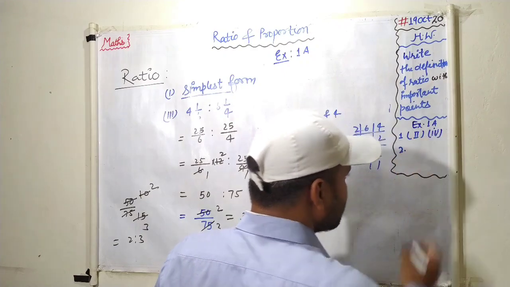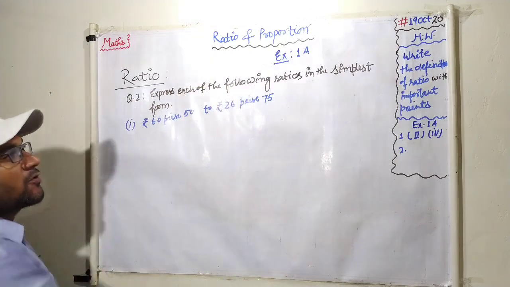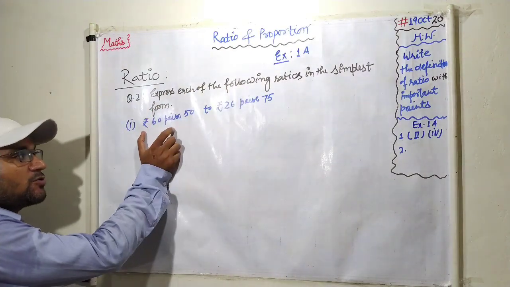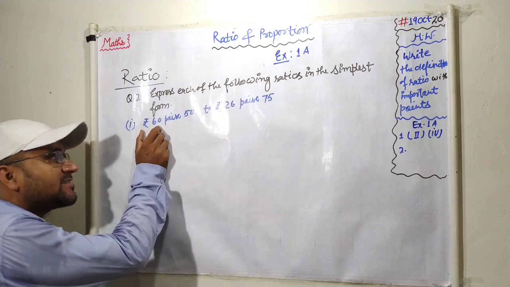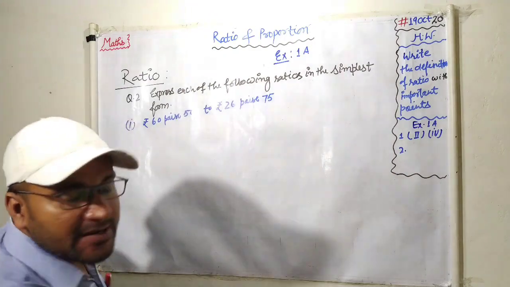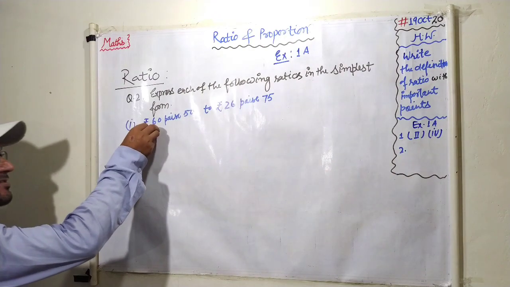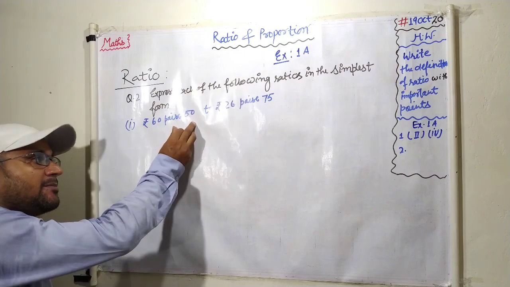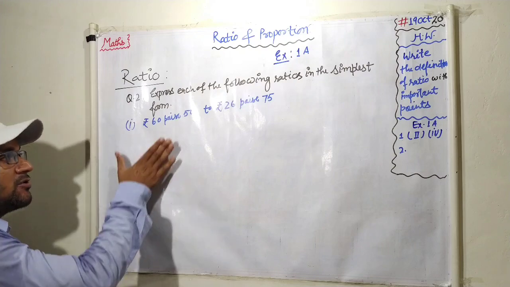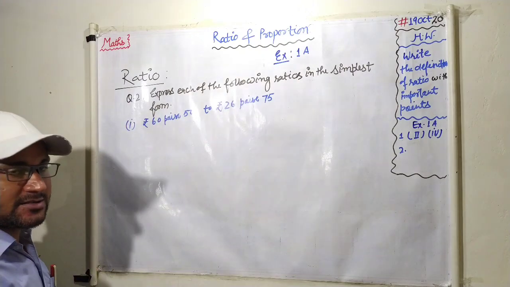Now question number second. Express each of the following ratios in the simplest form. First one is rupees 60 and 50 paise to rupees 26 and 75 paise. So this is 60 rupees and 50 paise, and this is 26 rupees and 75 paise. First you will change it into the same units, and then after you will compare it, students.